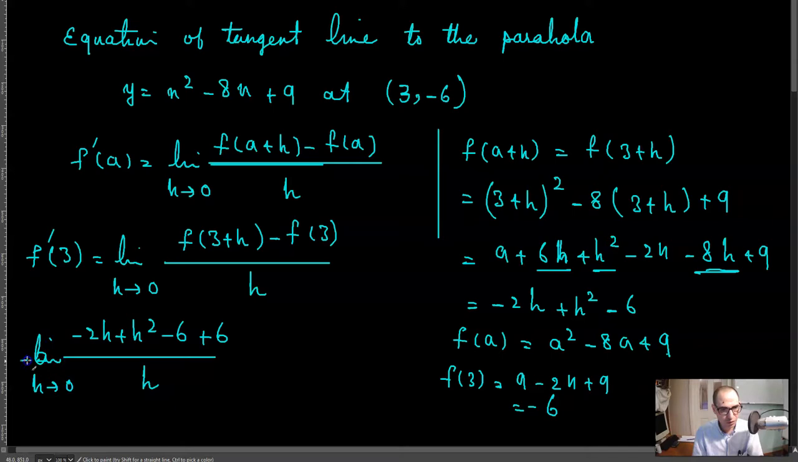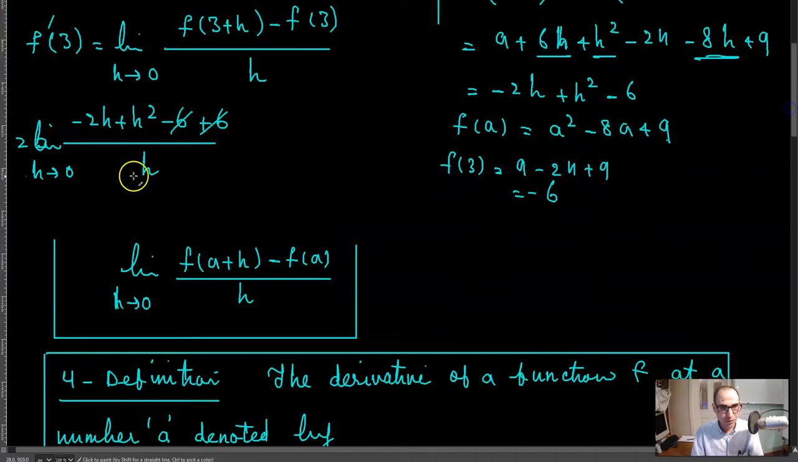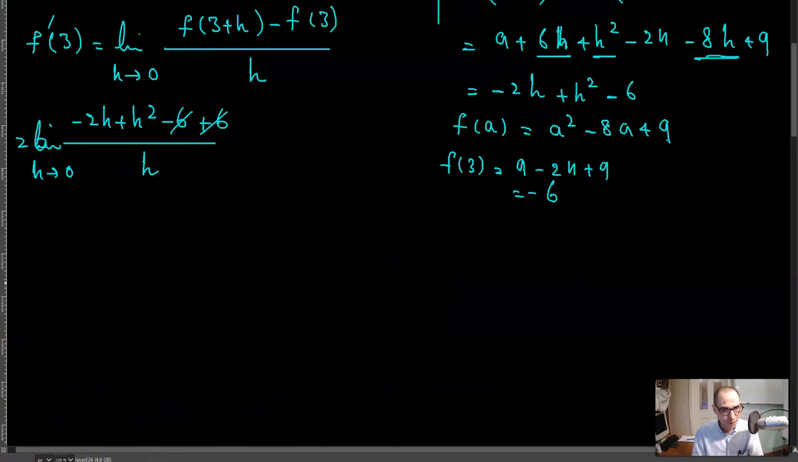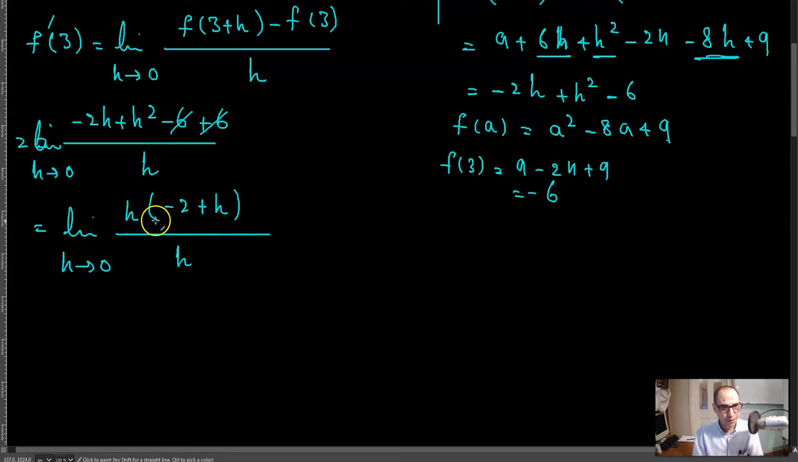So these two can cancel out, and then you can write this as the limit of, taking an h out from the numerator, h times negative 2 plus h, over h as h approaches 0. And then h and h you can cancel out. As h approaches 0, this becomes a negative 2, right? So that means that the slope of the line is equal to negative 2, which is essentially the derivative of the function at x equal to 3, right?